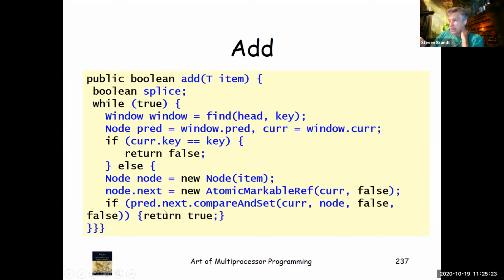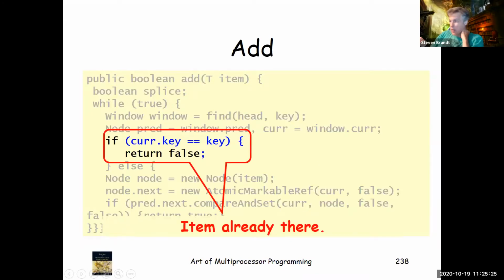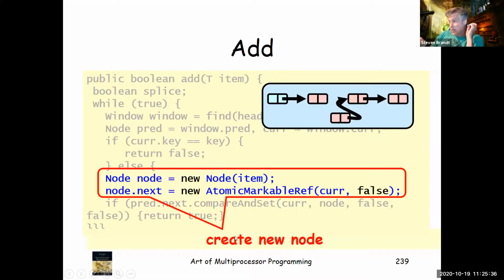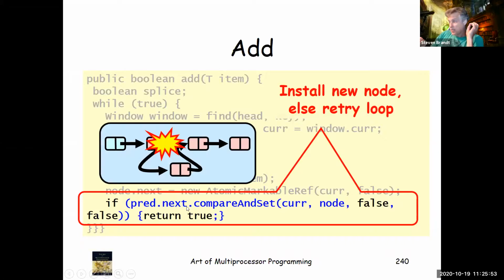Okay, so here is the add method. When we go to do the add, if the current key is equal to the key, we're going to return false because the item is already in the list. And then we're going to create a new node. Then we're going to set the next field equal to an atomic markable reference with current and false, which is going to point to the current node. And then what we're going to do is set the predecessor's next field to point to the new node with a false. Okay, so this will install our new entry.